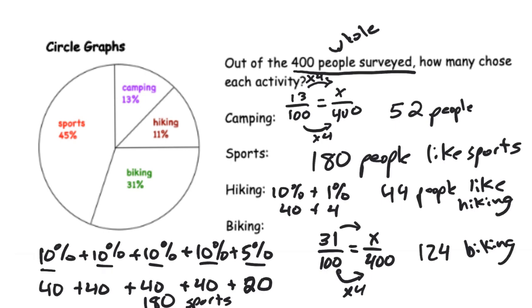You'll notice if you add all those numbers up, 52 plus 180 plus 44 plus 124, you'll get back to your original number of 400 people. Okay? So this is where we know how many people were surveyed, and we're just finding the part. Let's try another example.